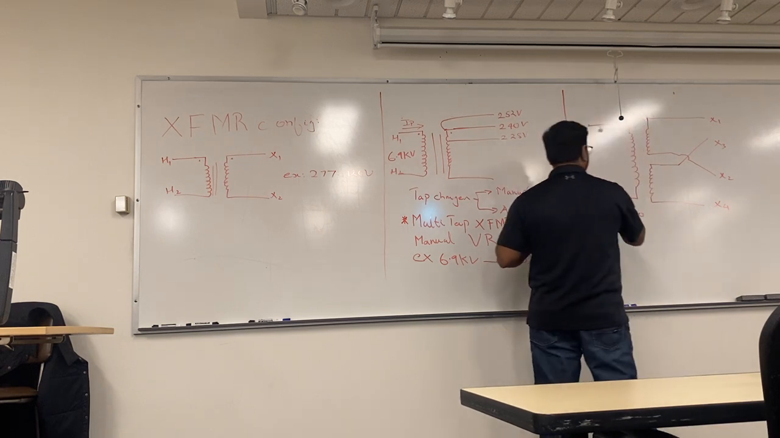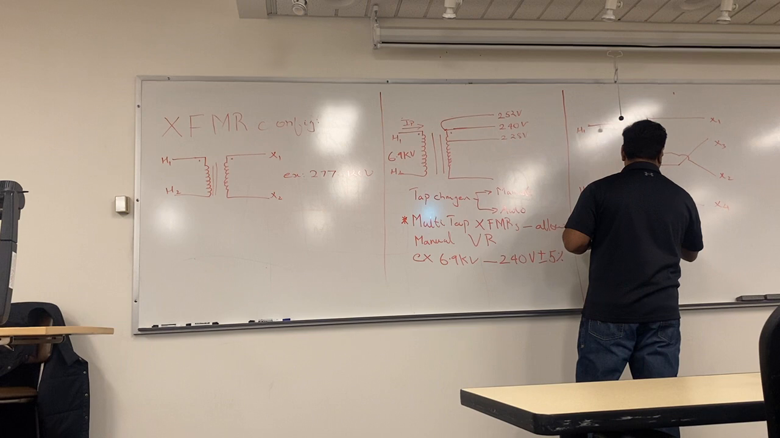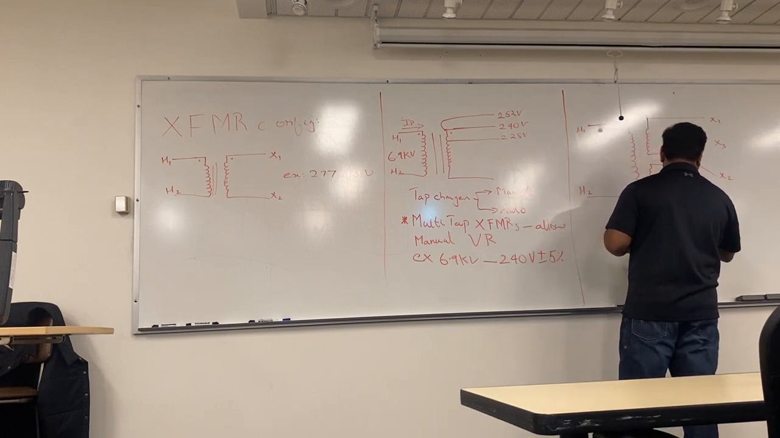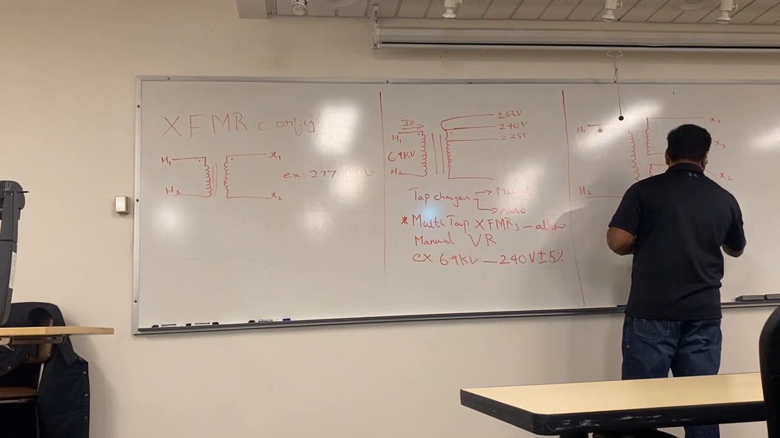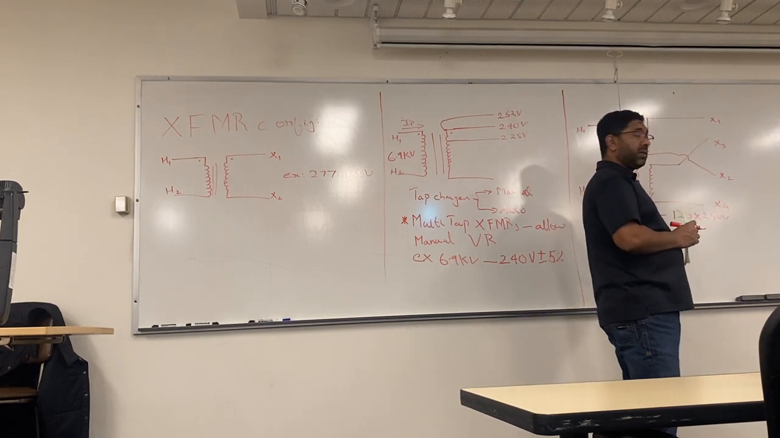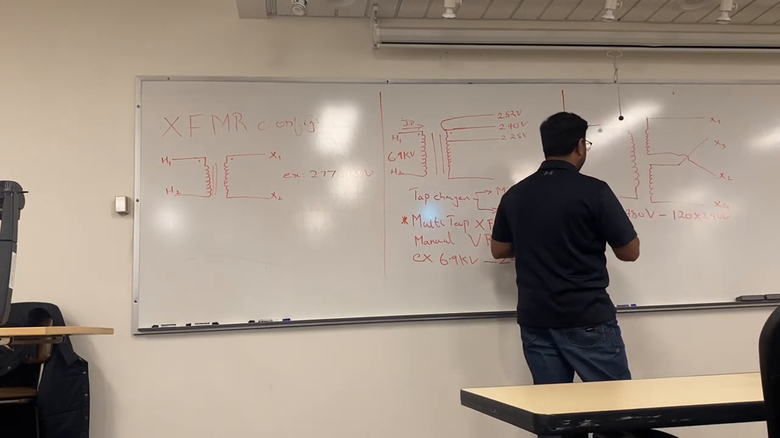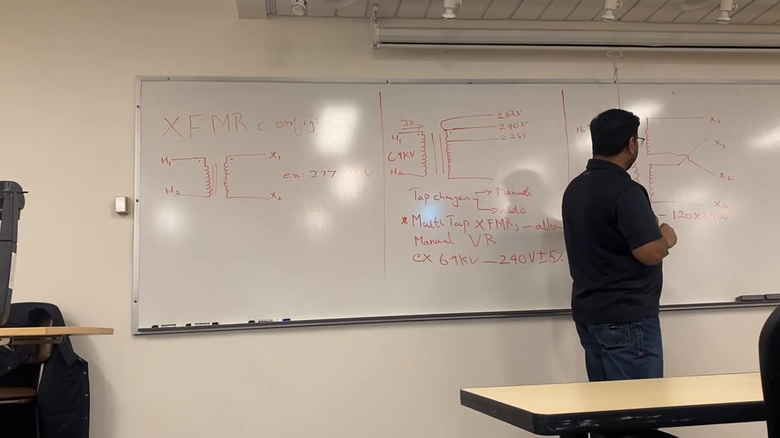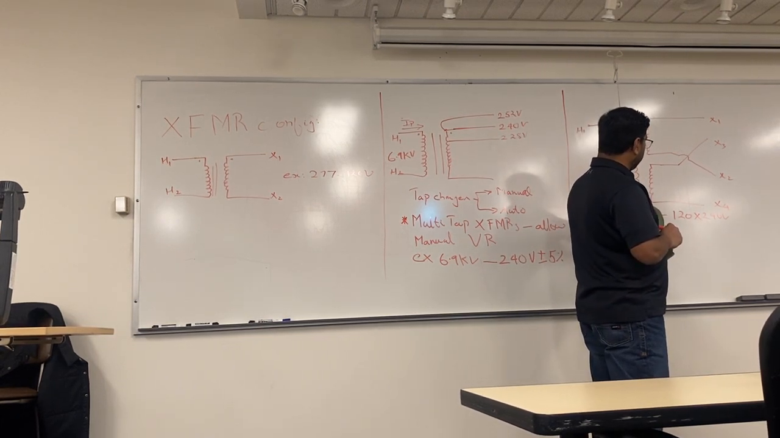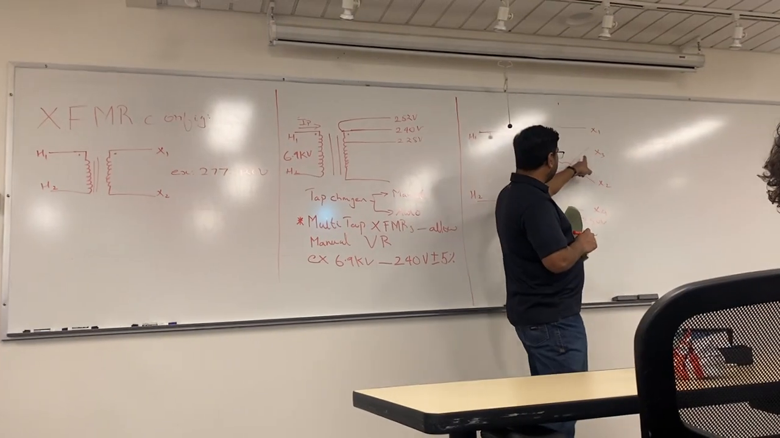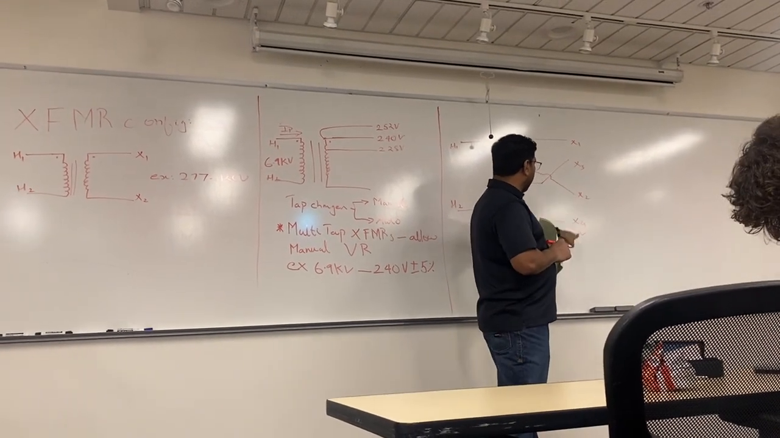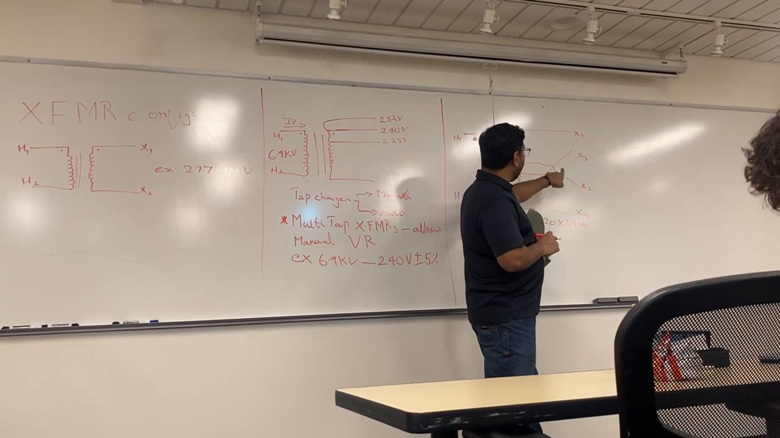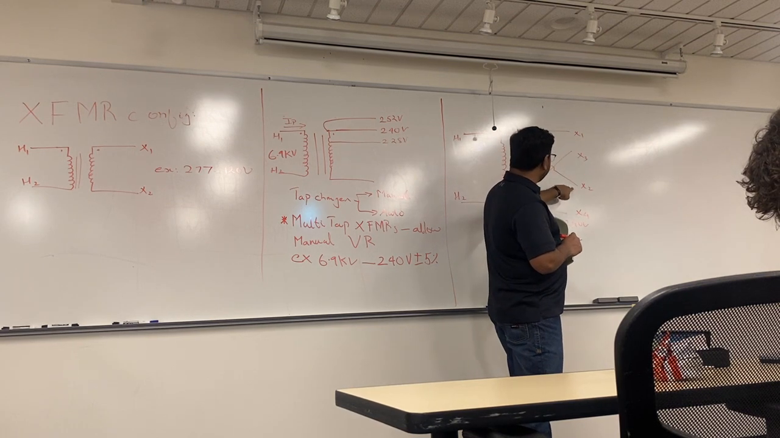So I have a 480 volt on the primary. On the secondary, I actually have a choice of two voltages. So on the primary, I have a 480. On the secondary, I can either have a 240 or a 120. So the 240 happens if I tie X3 and X2 together. I end up with a 240. However, I can tie X3 with X1 and X2 with X4.